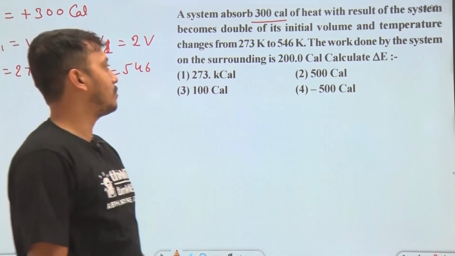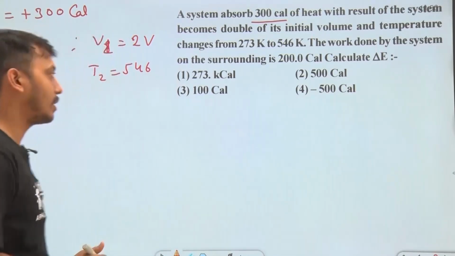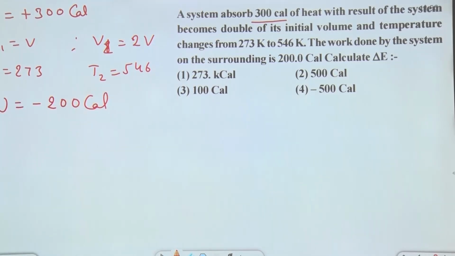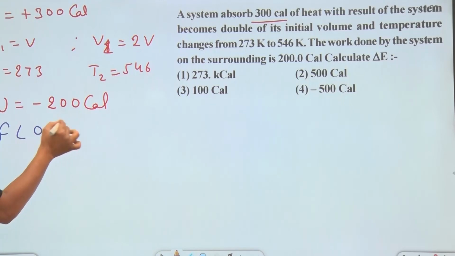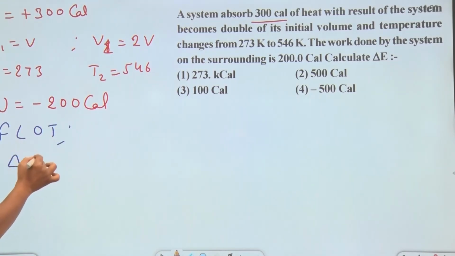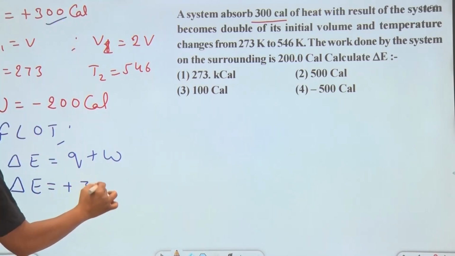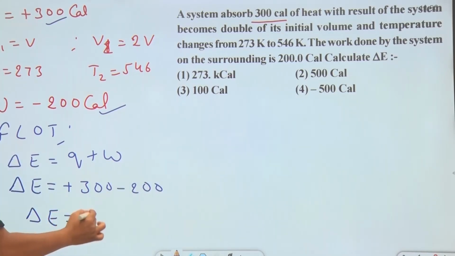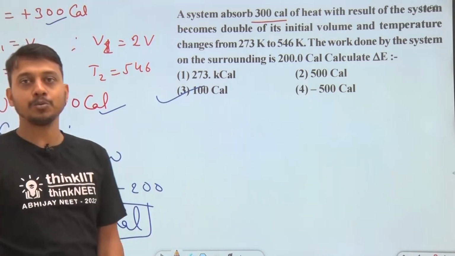The work done by the system on the surrounding is 200 calorie. So work done by the system on the surrounding means work done is negative here, so it is minus 200 calorie. Calculate the value of delta E. Here basically we have to apply the first law of thermodynamics, that is conservation of energy. Delta E is equal to Q plus W. Now put the values here. Delta E is equal to 300, plus 300 for Q, and the work done is minus 200, units in calorie. So delta E is equal to 100 calorie, which is the overall change in internal energy, given in option number 3.